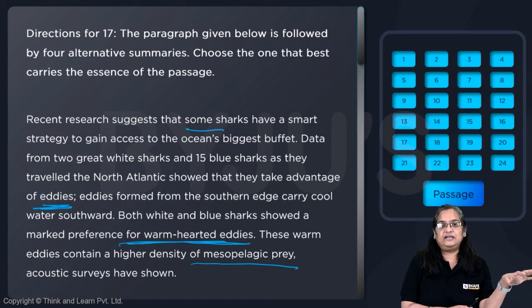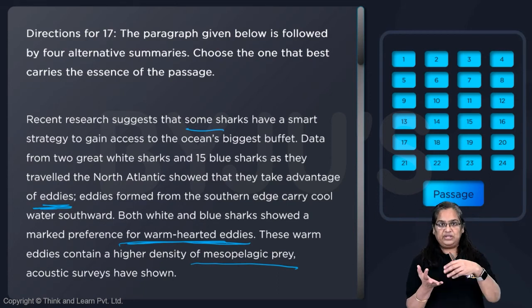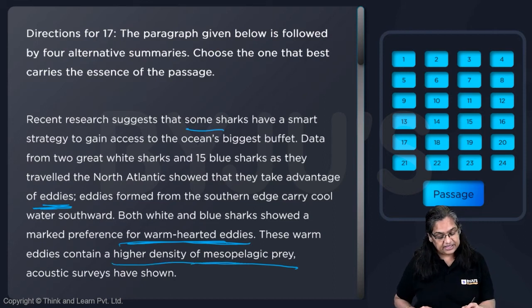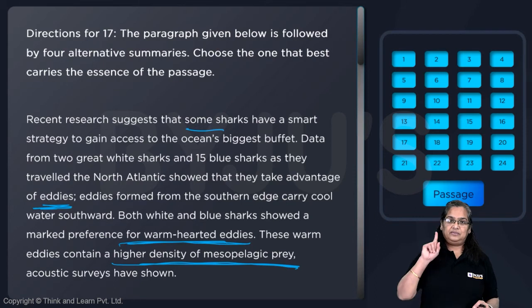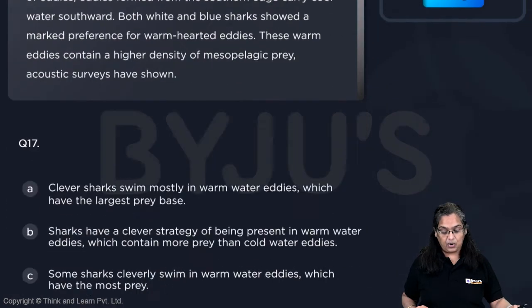They collected data from 2 great white sharks, 15 blue sharks. As they traveled through the North Atlantic, they found that some sharks, out of which great white and blue in the study, have a preference for eddies. They prefer to be in the eddies. Warm-hearted eddies. Why? Because warm-hearted eddies contain a high density of prey. Some sharks prefer eddies. Why? Eddies have a high density of prey, high density of the food that they like to eat. Simple. Let's look at the options.